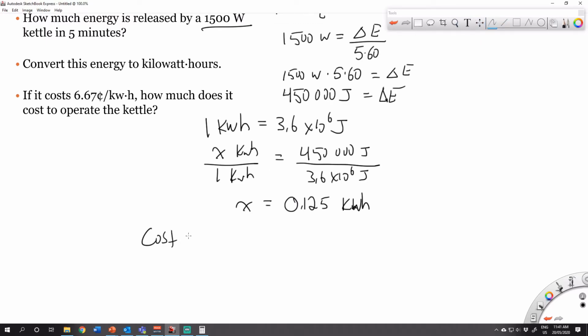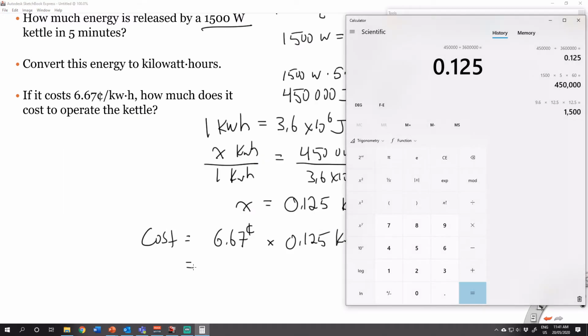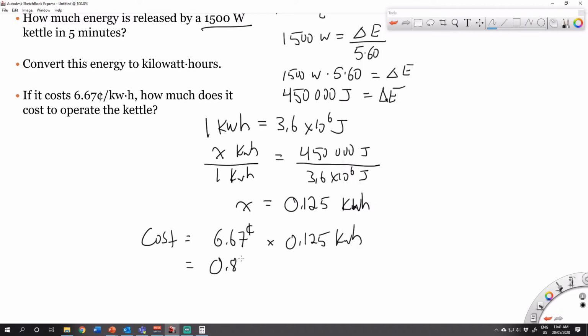And finally, I'll calculate the cost. The cost will be 6.67 cents times our 0.125 kilowatt hours. So to operate this kettle for 5 minutes, it will cost us less than a penny, 0.834 cents to operate.